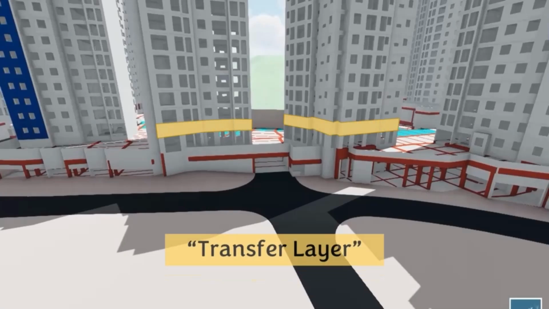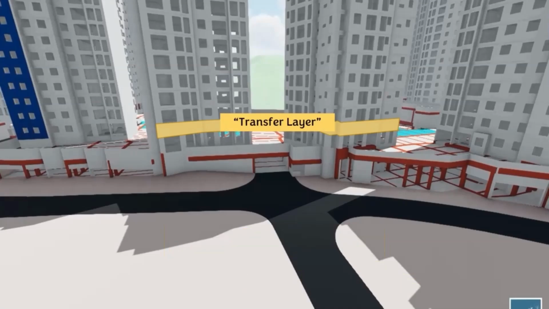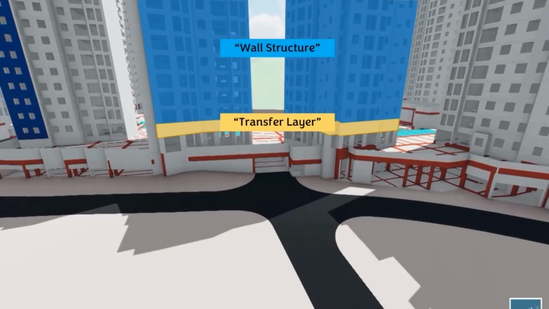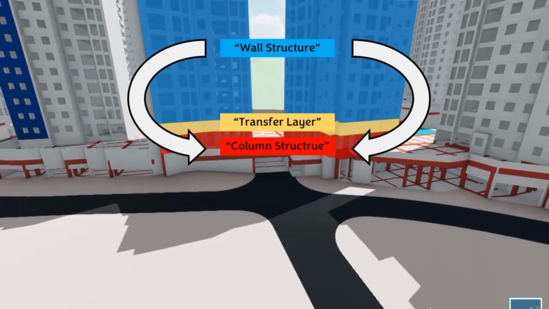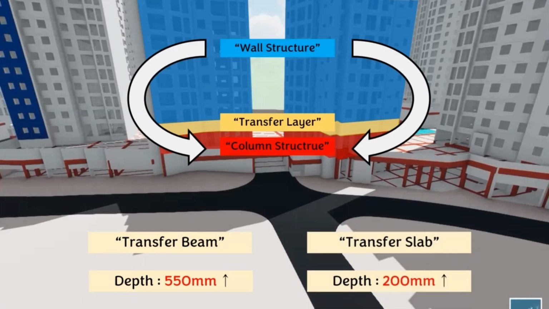It is the use of the transfer layer. The transfer layer, as the name suggests, is a layer where the structure changes, consisting of transfer beams and transfer slabs. It has a role in safely transferring the loads from the upper floors to the lower floors during the transition from a wall structure to a column structure, ensuring structural stability. The minimum depth of the transfer beam should be at least 550 mm, and the minimum thickness of the transfer slab should be at least 200 mm.